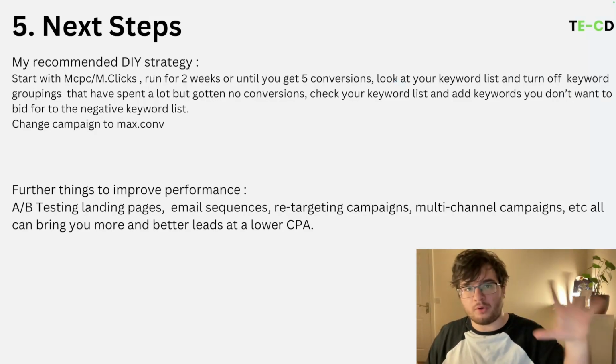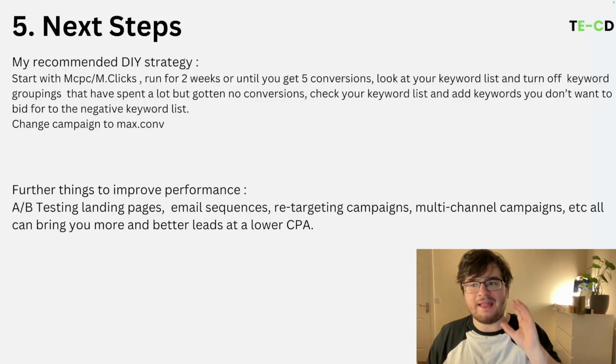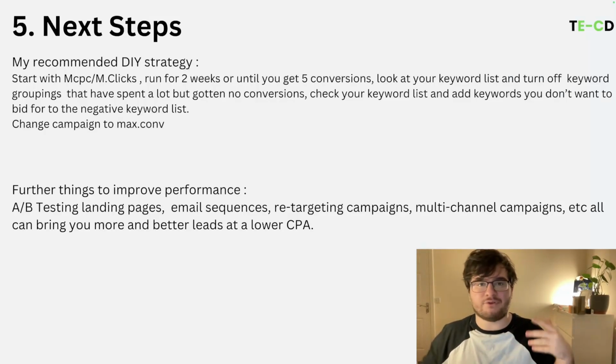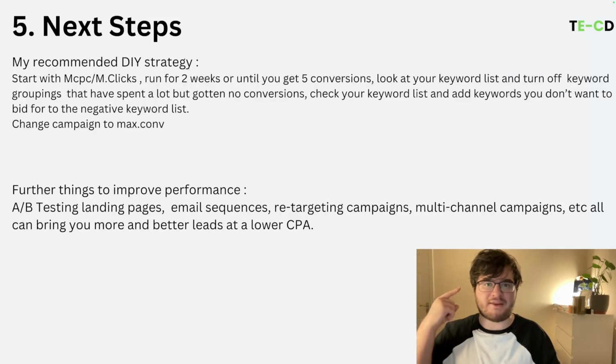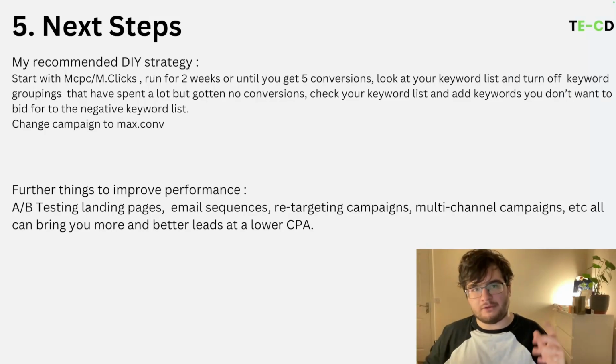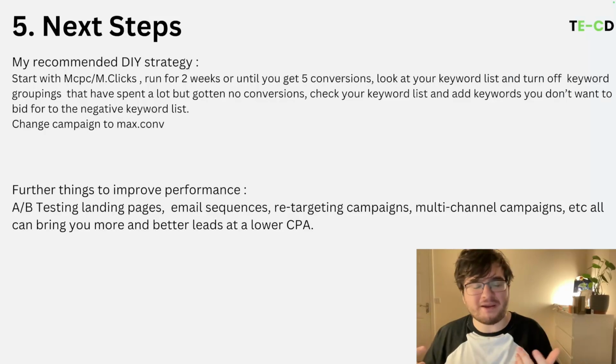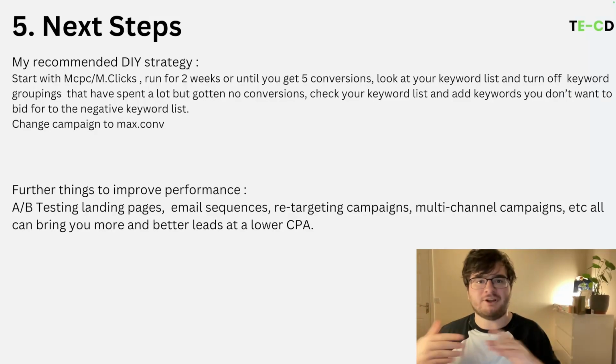And after those 2 weeks or those 5 conversions, you look at your keyword list and turn off keyword groupings that have spent a lot but got no conversions. So say you have just 2 keyword groupings and one has spent $100 and gotten 4 conversions, and the other has spent $400 and gotten 1 conversion. Well, you obviously turn off the second one. So after you do that, you turn off the worst performing keyword list. Again, sometimes it might be the case where your keyword grouping has only spent $20 and gotten no conversions. You don't want to turn it off then. You just want to turn off keyword groupings which have spent a lot of money but gotten nothing.